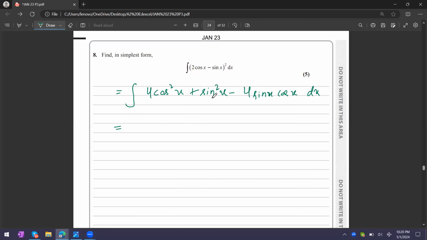Well, you know that sine square x plus cosine square x is 1, that identity. So I'm going to deduct 1 cosine square x from here. I'm going to write it as 3 cosine square x plus 1 cosine square x plus 1 sine square x, that made a 1 here. Okay, the rest is same so far.